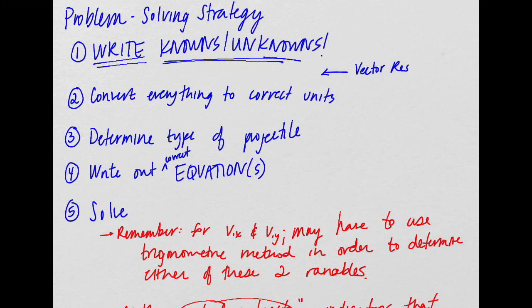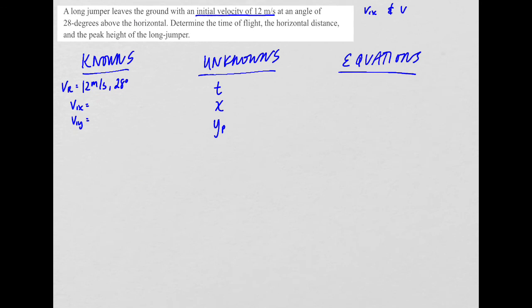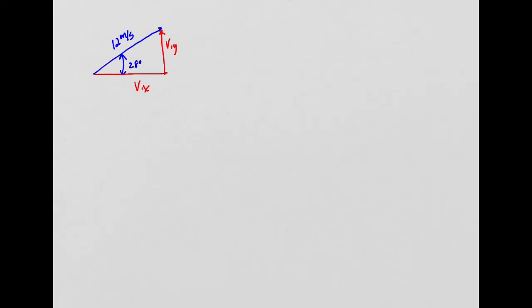I'm not going to make that a rule, but if it's got to be done, it should be done here, right after you've written down your knowns and unknowns. You should immediately do your vector resolution to find the component vectors. Okay, so we have a resultant vector that is 28 degrees above the horizontal, and it is 12 meters per second. So in order to find the horizontal component and the vertical component, VIY and VIX, we have to do this SOHCAHTOA.